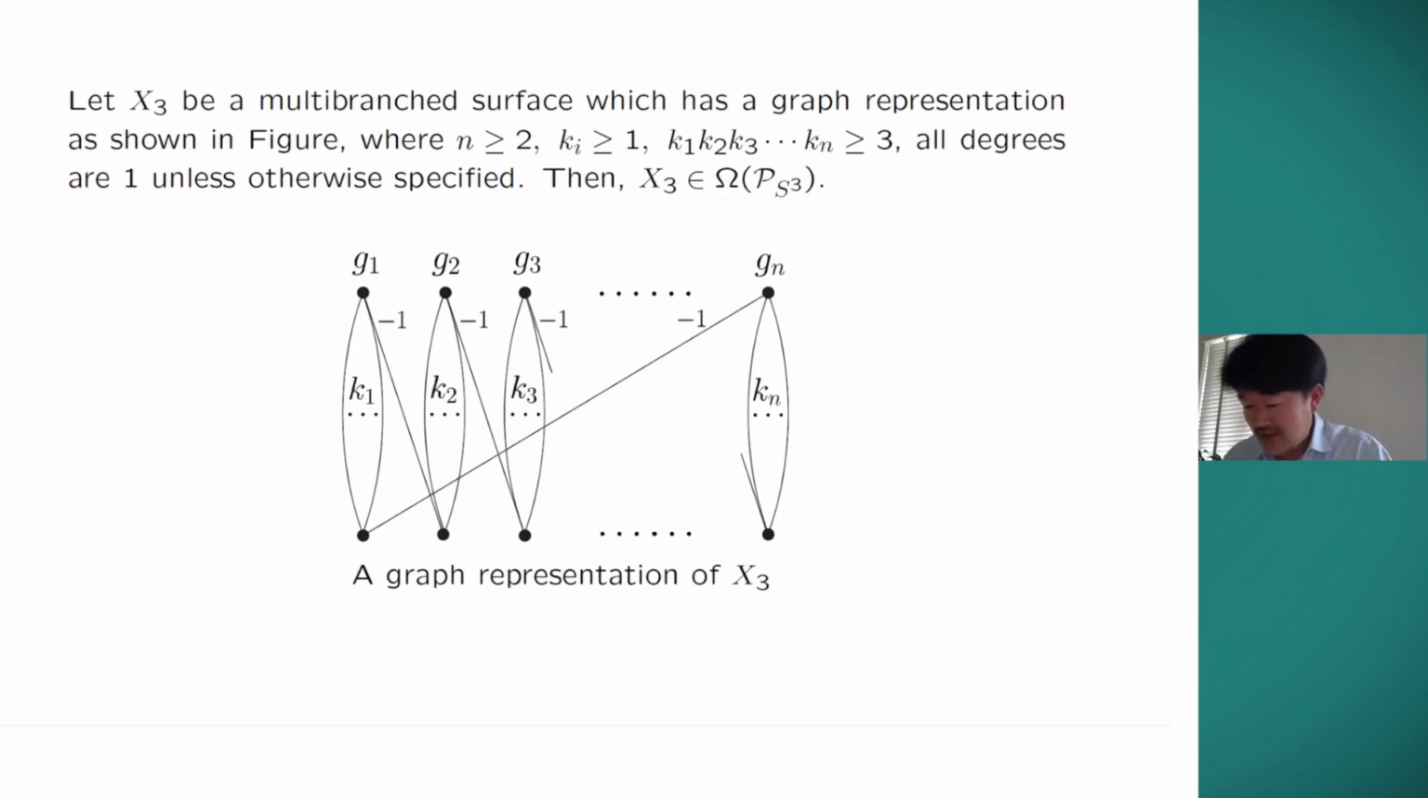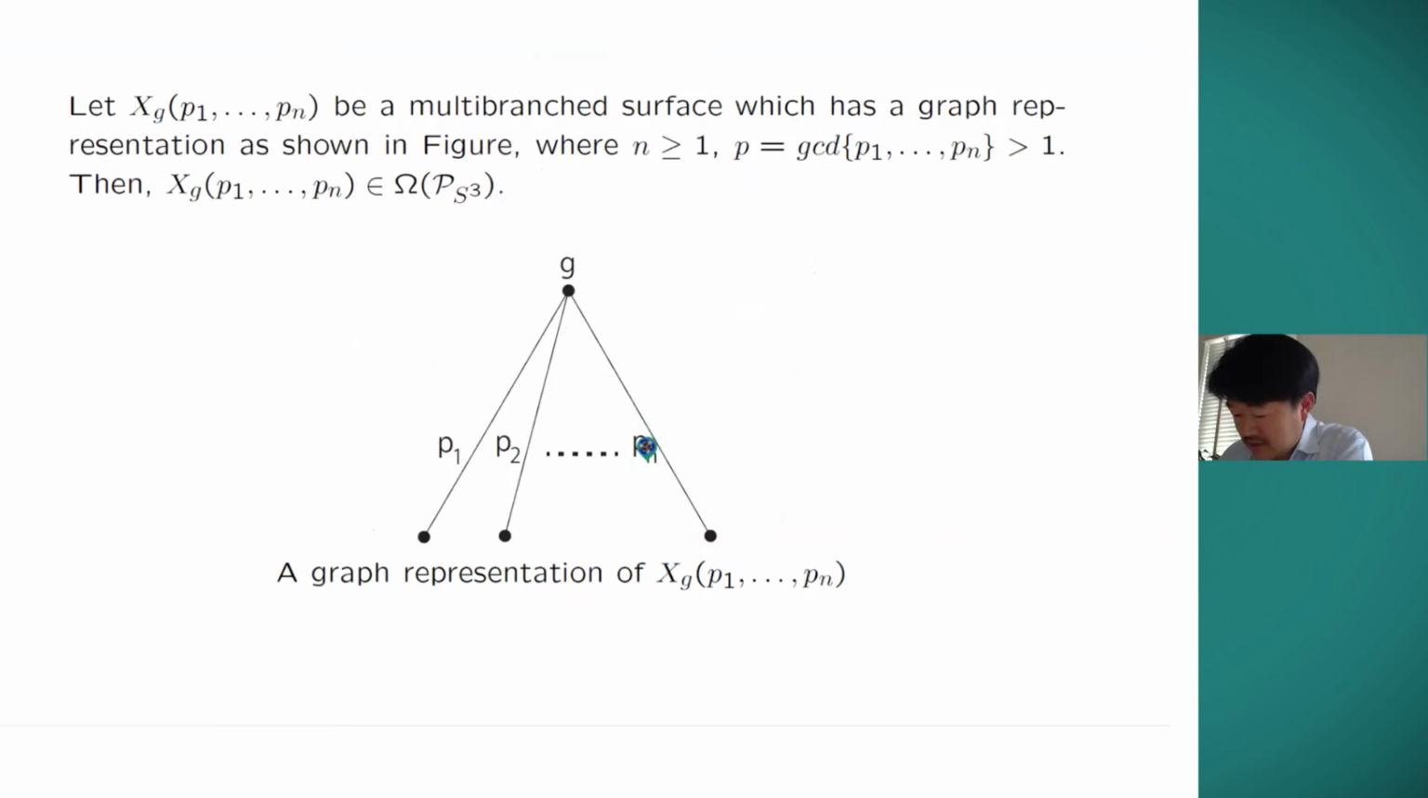Okay, finally, let X_{g,n}(p1, ..., pn). So we consider a genus g sector, one sector, and n boundary components. This component has covering degree p1, and this component has covering degree p2, and so on. We let p be the greatest common divisor of p1, ..., pn, and we assume p is greater than 1. Then this multibranched surface belongs to Omega PS3.